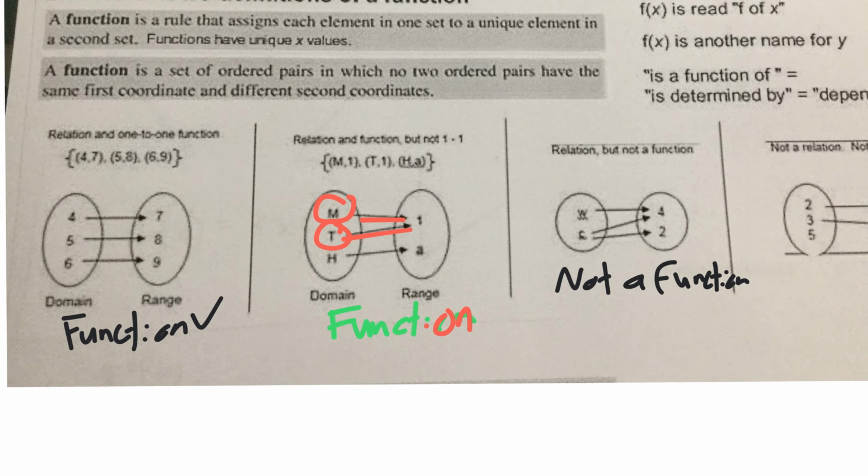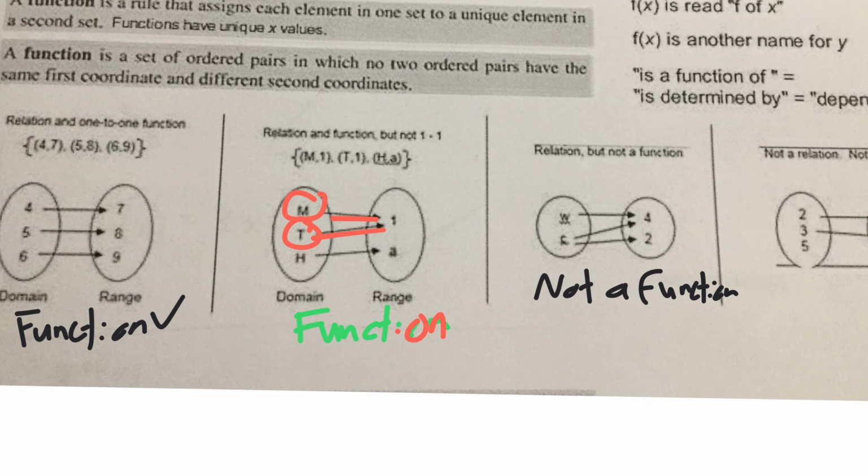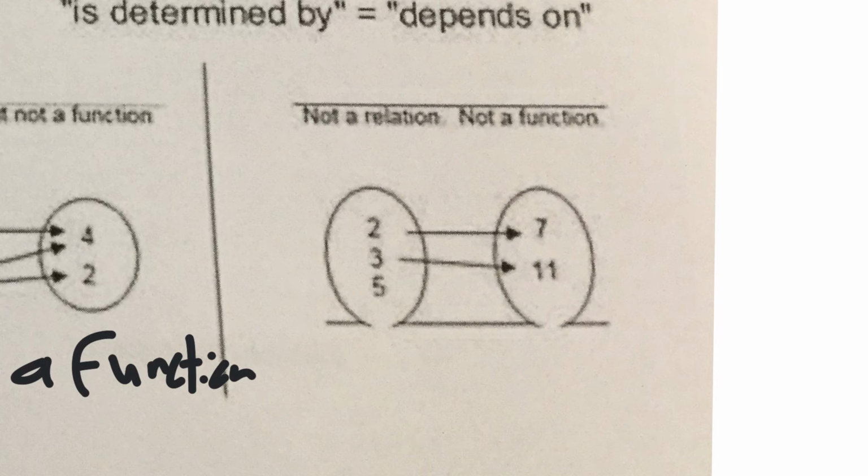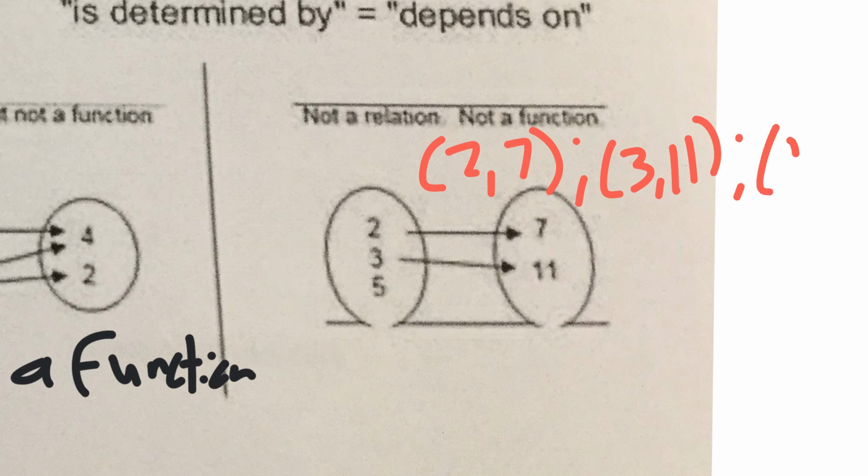Wait, so if you just have a leftover number, it's not a function? This is not even a relation. So I can't even talk about it in terms of a function. Oh, wow. Because this 5 has nothing it's mapped to. It's like if you had a button that just does nothing. A relation is a set of ordered pairs. So here are your ordered pairs. 2 maps to 7, 3 maps to 11, and 5. It's not a set of ordered pairs. You can't even talk about it in terms of a relation.